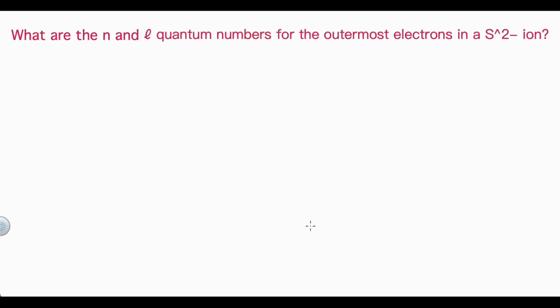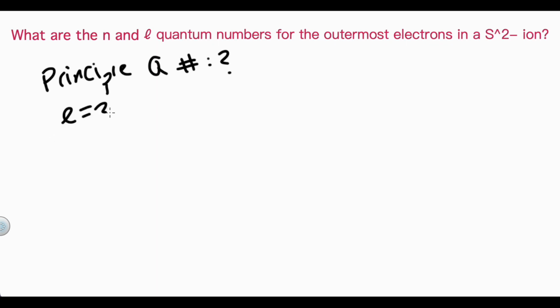Alright, time to do a problem. What are the n and l quantum numbers for the outermost electrons in the S2- ion? So we're looking for the principal quantum number, which we don't know, and the angular momentum quantum number, just l. We don't know that either.